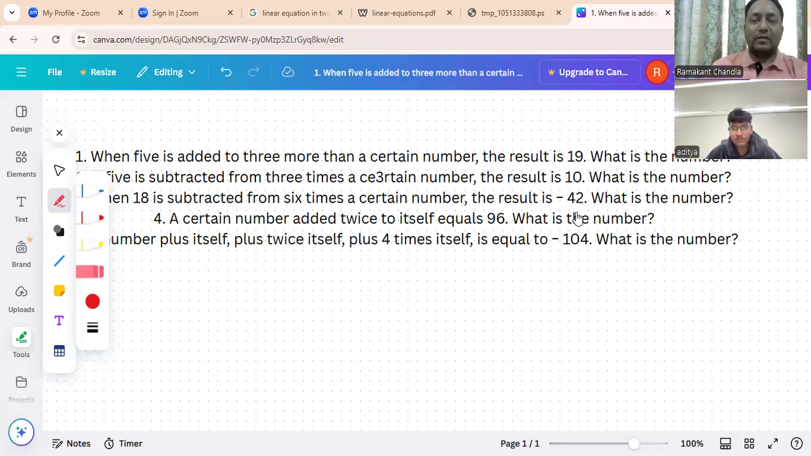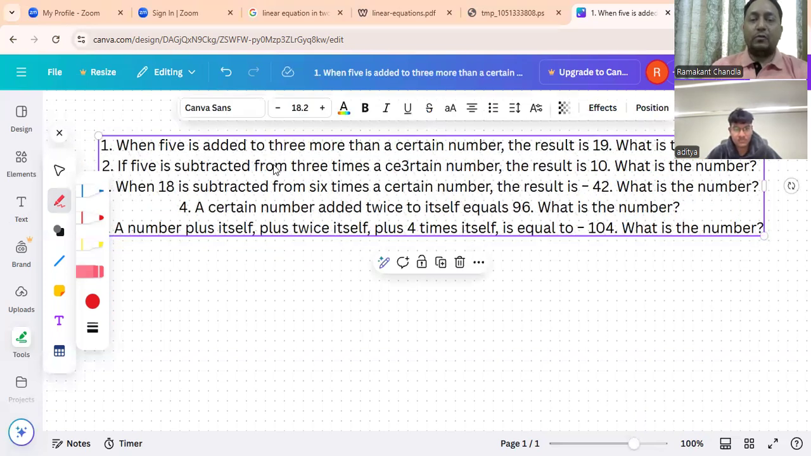So the first question says: when 5 is added to 3 more than a certain number, the result is 19. What should be the number? Because this is the first question, I am going to tell you how we are going to proceed. Then we have more questions, and then you have to try, and let's see where you stand with this.